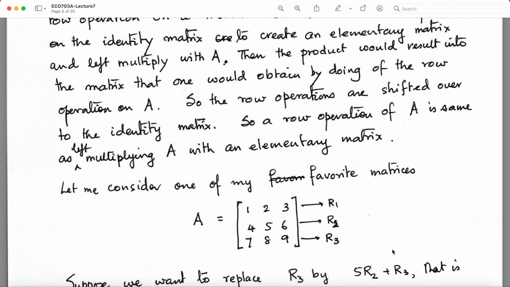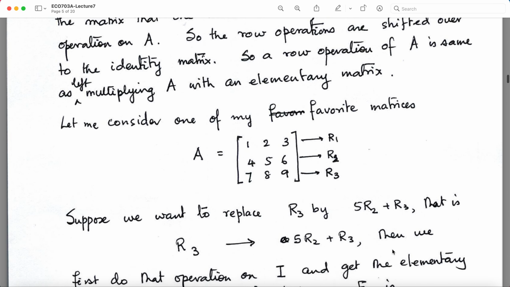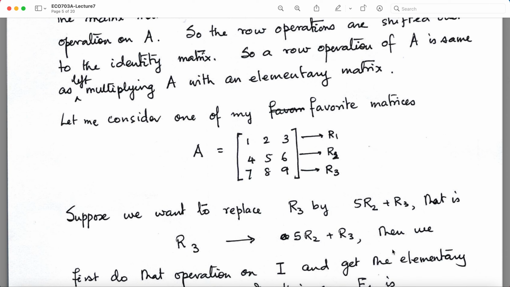So let me consider one of my favorite matrices. A is equal to 1, 2, 3, 4, 5, 6, 7, 8, 9. First row 1, 2, 3, second row 4, 5, 6, third row 7, 8, 9. Now suppose I want to replace the third row by 5R2 plus R3. You know what will happen if I multiply this here. 5 into R2 means 4 will become 20. Then this will become 25.